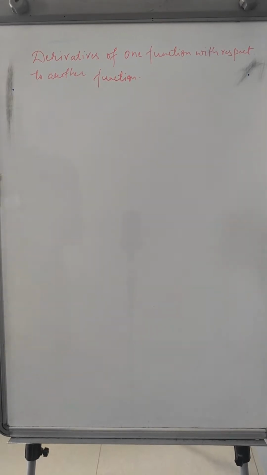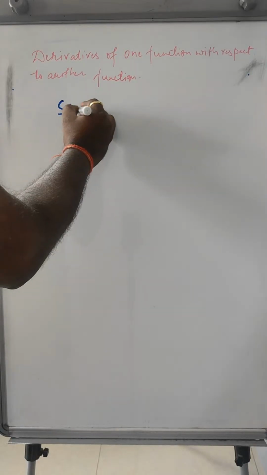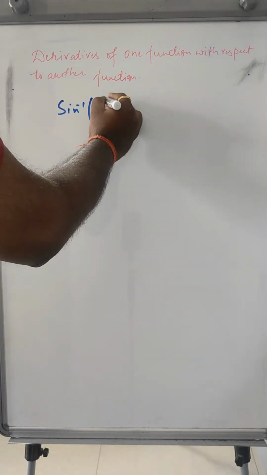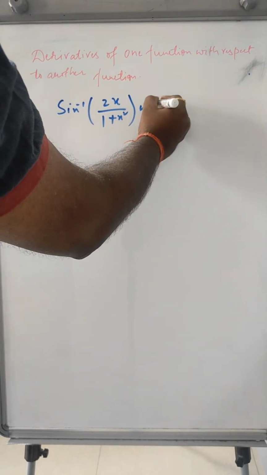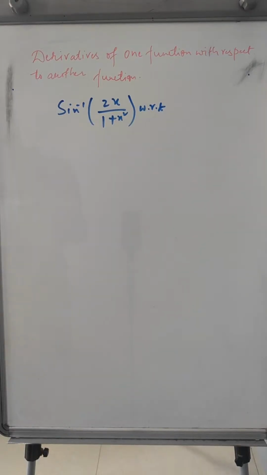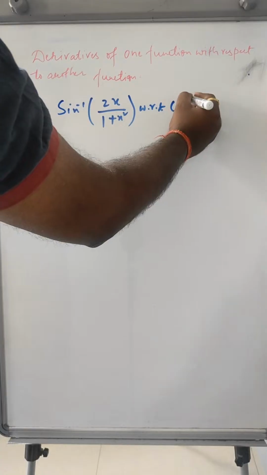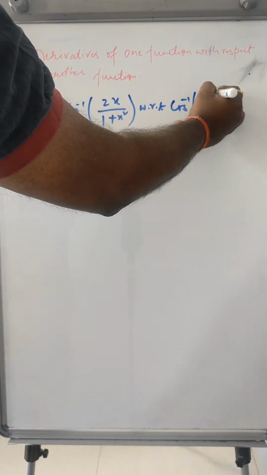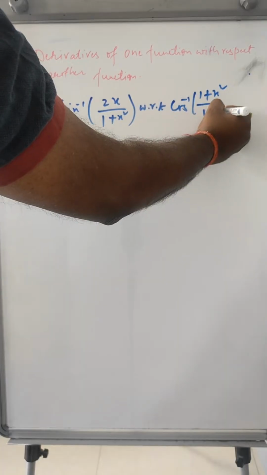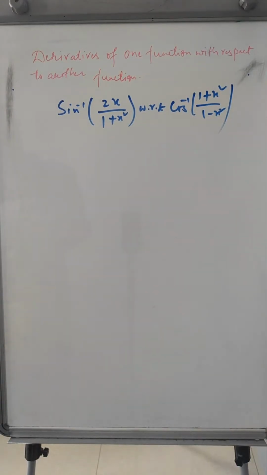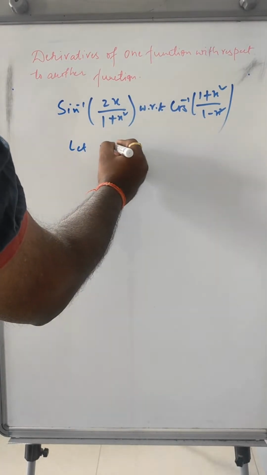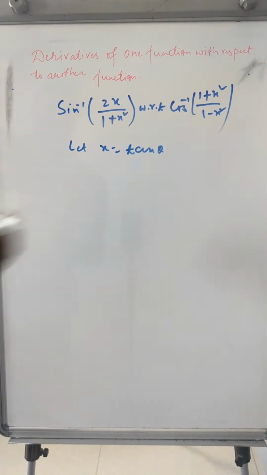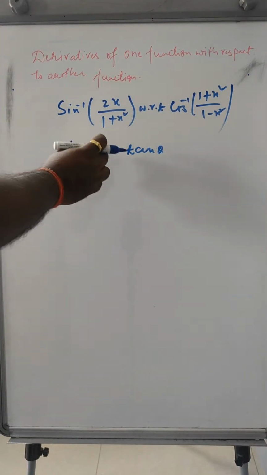Now this problem is what? Sine inverse of 2x over 1 plus x square with respect to cos inverse of 1 minus x square over 1 plus x square. Okay, so here what we can do is let x equal tan theta. Then we'll solve this.